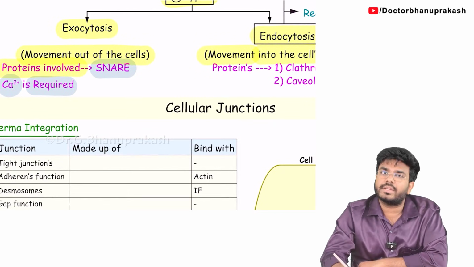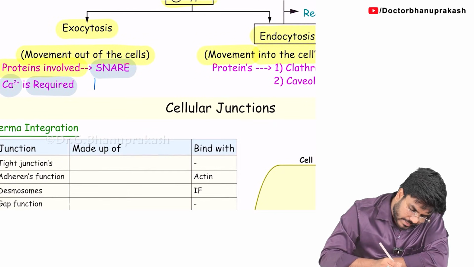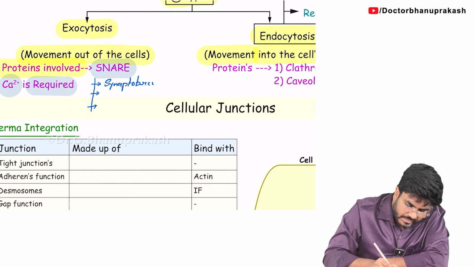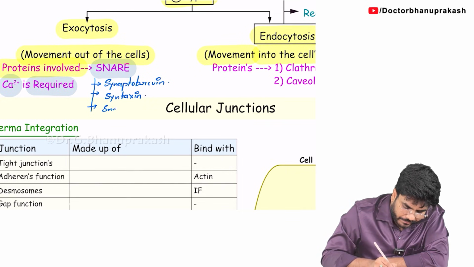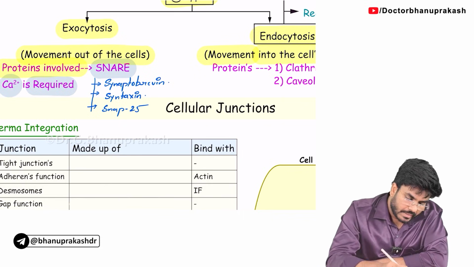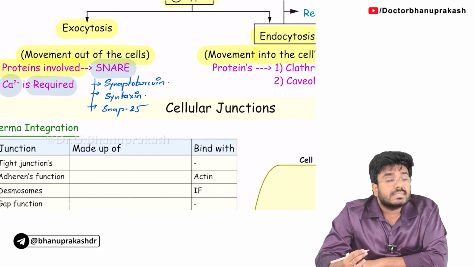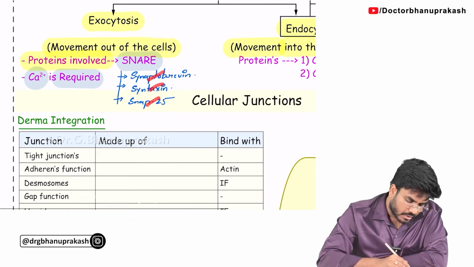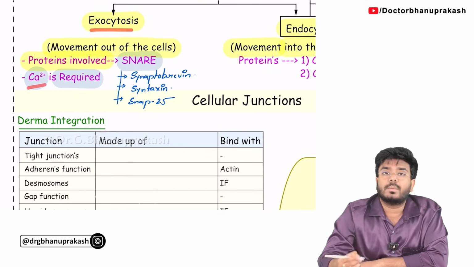What exactly are these SNARE proteins? Let me tell you the examples of the SNARE proteins. The examples of the SNARE proteins are synaptobrevin, syntaxin, and SNAP25. Synaptobrevin, syntaxin, and SNAP25. These are SNARE proteins. Now, how exactly are these SNARE proteins helping in the process of exocytosis? How is calcium helping in the process of exocytosis?